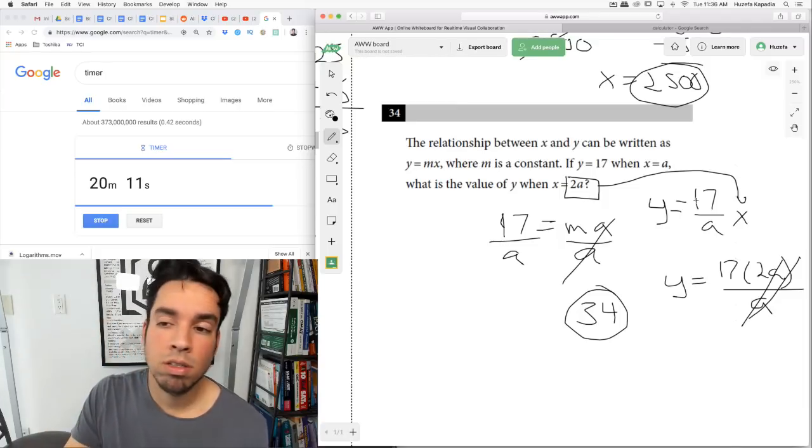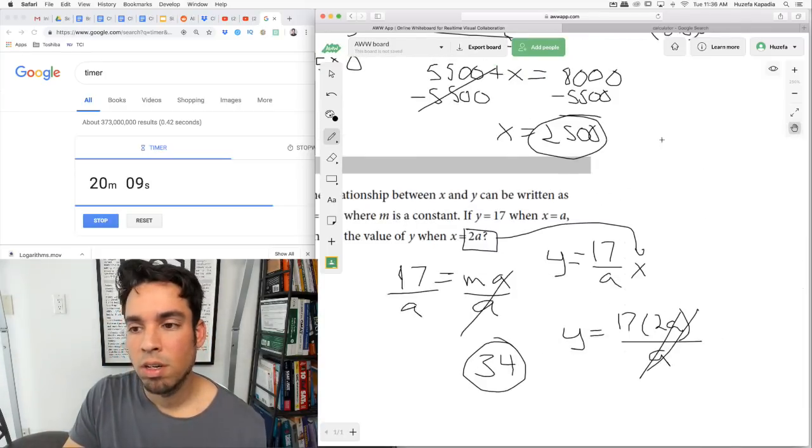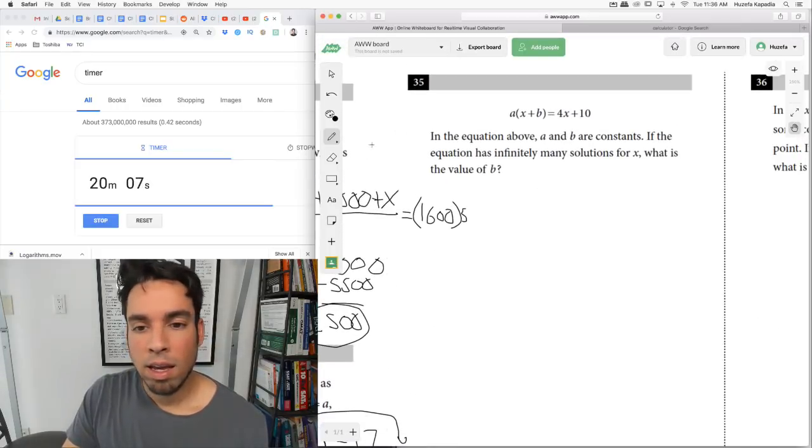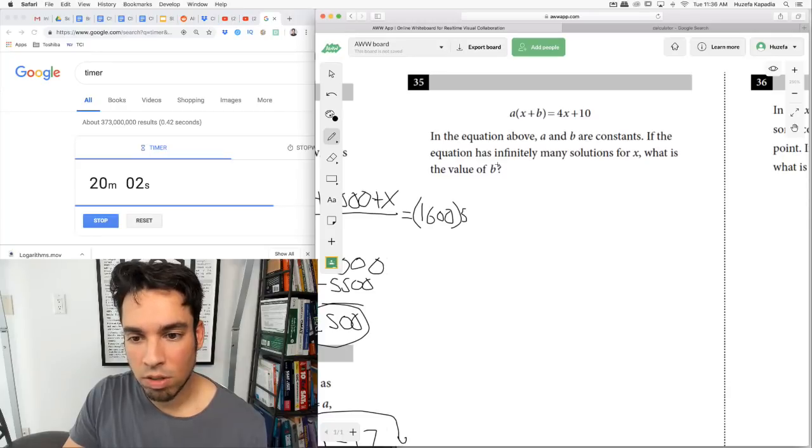Yeah, it's linear. Of course, it's proportionate. Yeah, it just doubles. You don't even need to do that. Okay. a(x + b) = 4x + 10. The equation above, a and b are constants. If the equation has infinitely many solutions, what is the value of b?